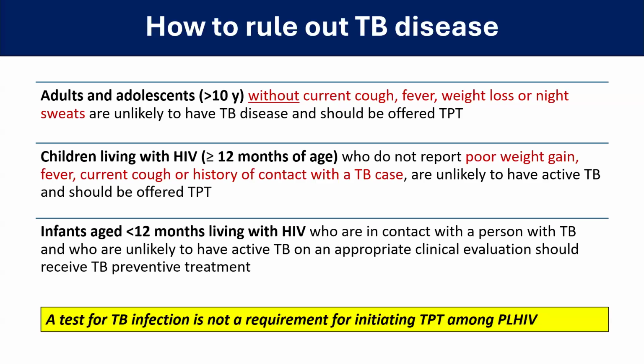So, a test for TB infection is not a requirement for initiating TPT among PLHIV. This is again one of the delays that we usually see at the ART center: the TB infection is not ruled out, so TPT is not initiated. These 4 symptoms are good enough for you to rule out TB disease and start initiating TPT.